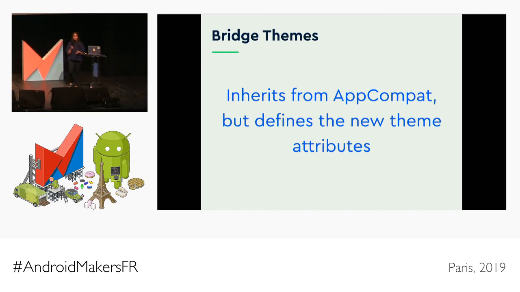If you were to use a material component with an app compat theme, there's a chance that your app might crash, because material components look for some of the new theme attributes to be defined in a theme, and if it doesn't find them, it might crash. So this also safeguards you against that. You really have nothing to lose when you inherit from a bridge theme.